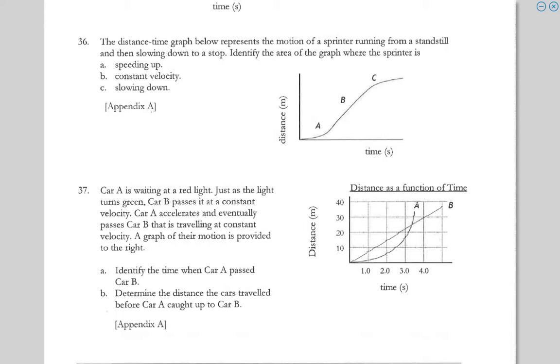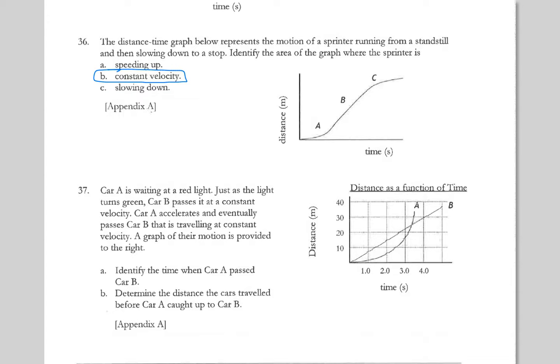Okay, let's take a look at question 36. The distance time graph below represents the motion of a sprinter running from a standstill and then slowing down to a stop. Identify the area of the graph. I wish it didn't say area, maybe portion or something of the graph where the sprinter is. Okay, let's figure these ones out. Let's start with the easy one, which is in the middle. This one right here.